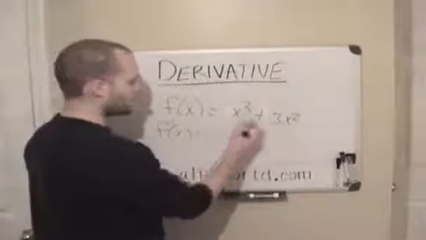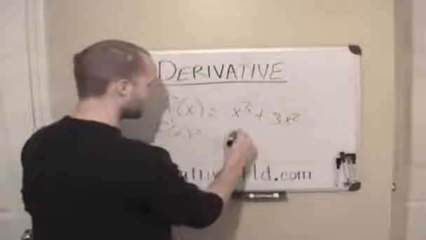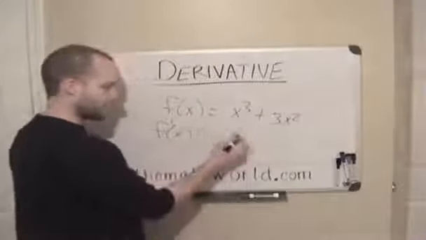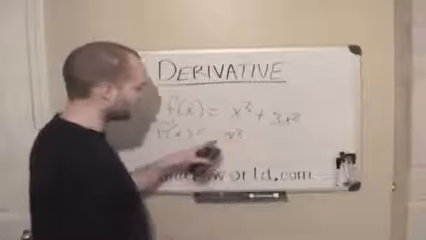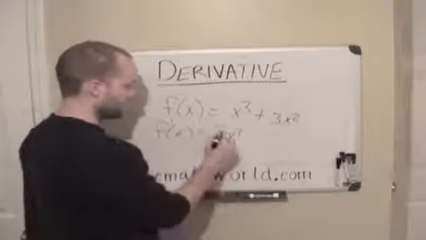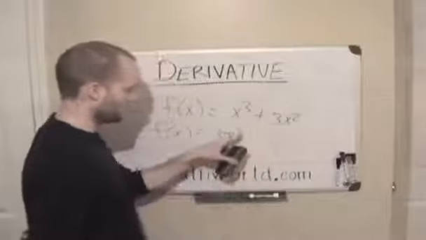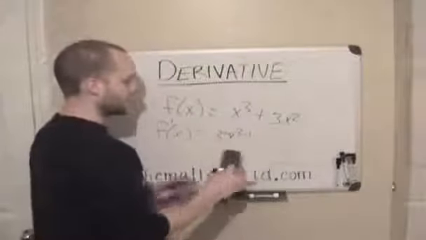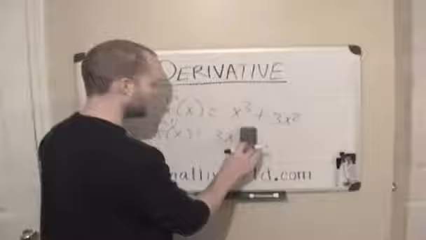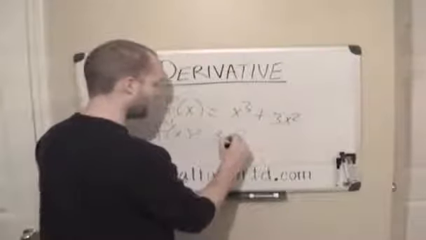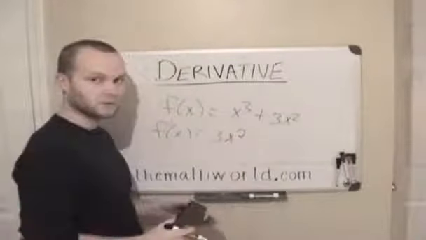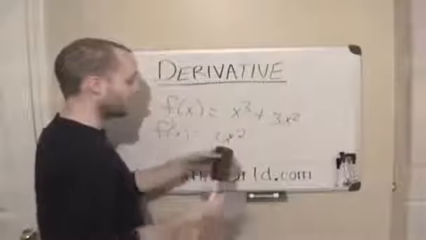For this x cubed, we take this 3 and multiply it to the beginning. In this case, since we just have a 1, it becomes 3x. And then we subtract 1 from the exponent, and 3 minus 1 is 2. So we are left with 3x squared, 3x to the second power.